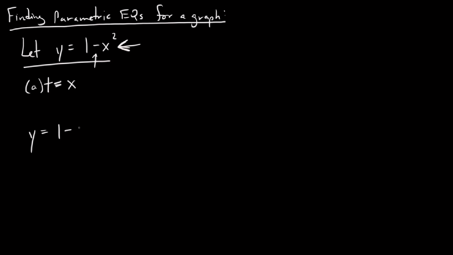So just inserting t in here, you can see that in this case y would be defined as 1 minus x squared, and x is equal to t, or 1 minus t squared. So we end up with a couple of equations for x and y: y being 1 minus t squared, and x simply being t.